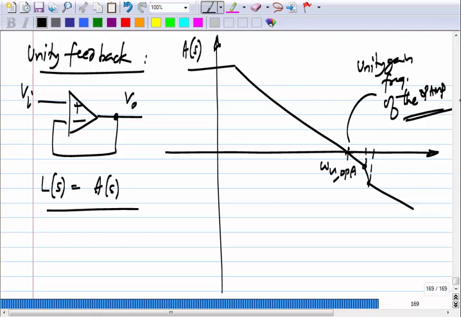and it's not in any feedback loop, you compute where the unity gain frequency is. If you do put that op amp in unity feedback, then that unity gain frequency of the op amp will become the unity loop gain frequency. Okay, so that's why the op amp's unity gain frequency is specified.